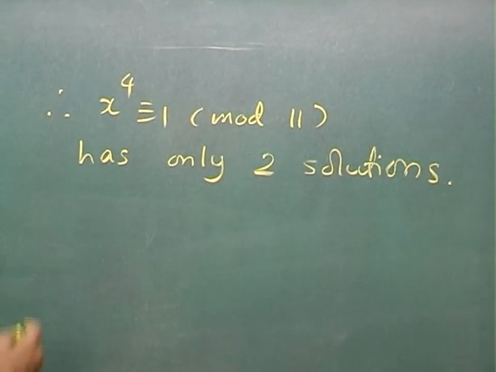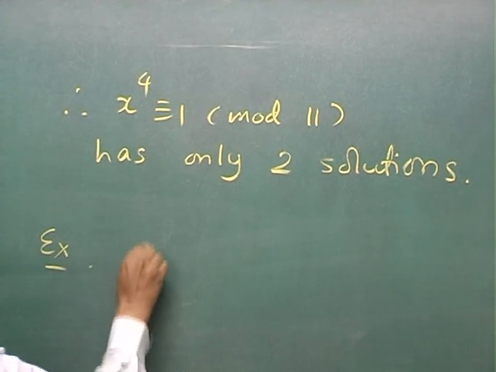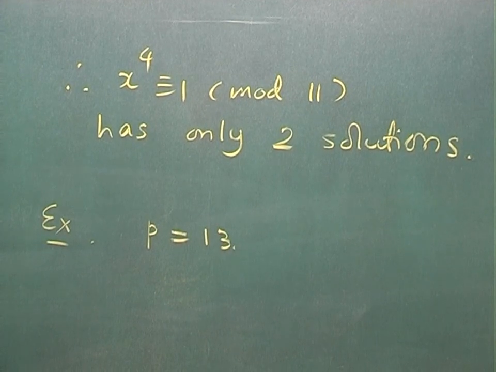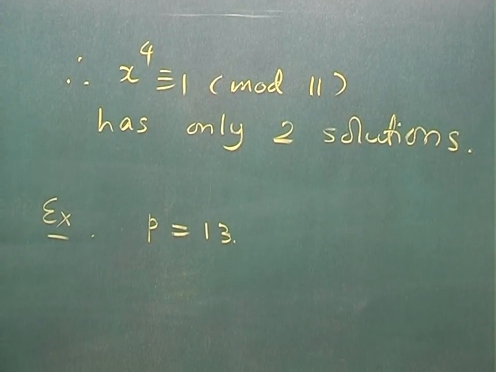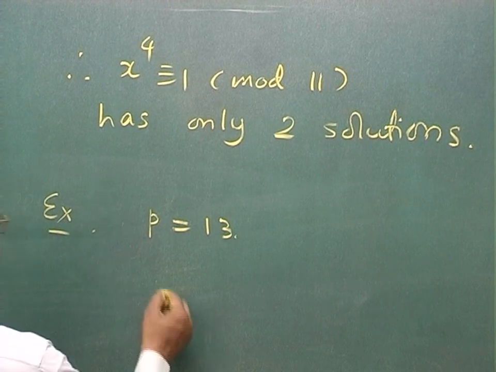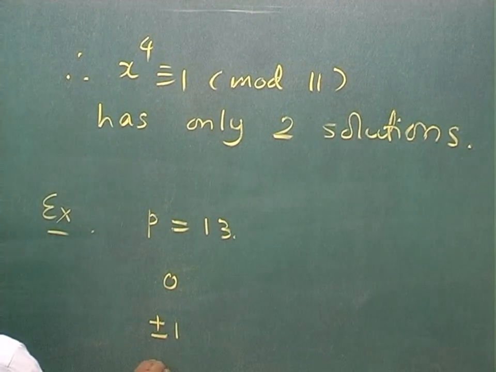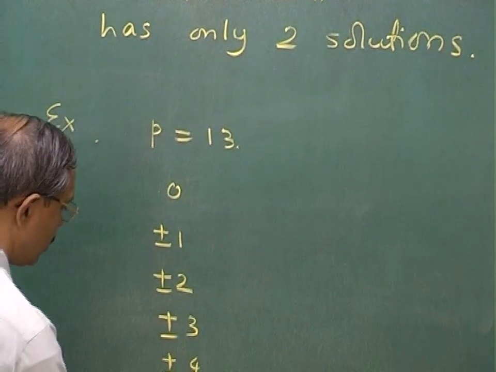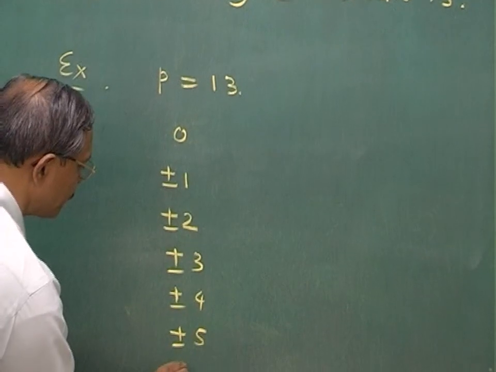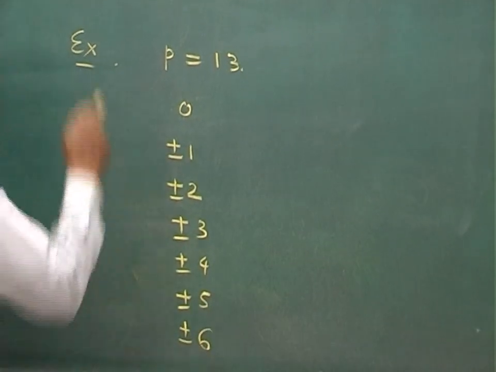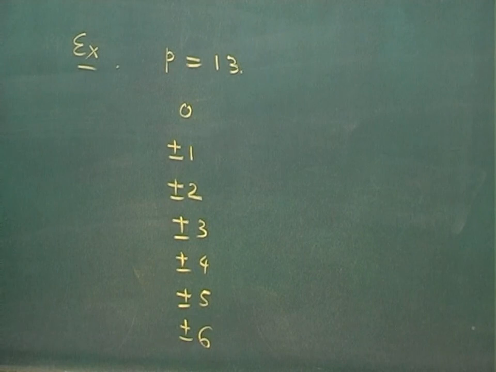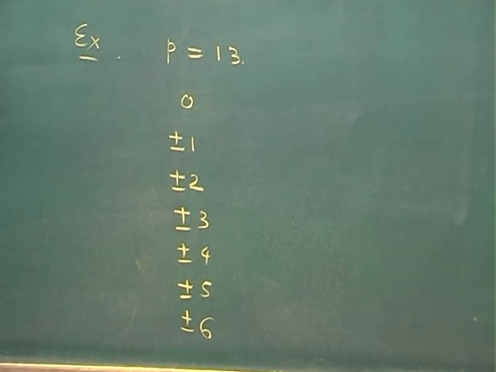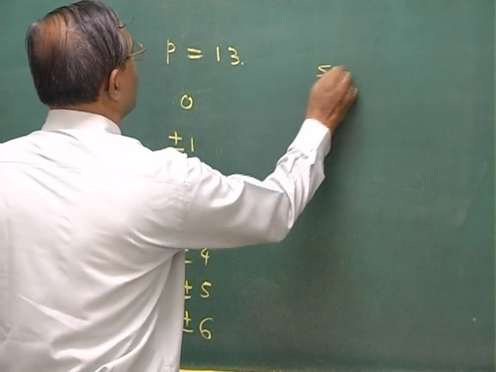Whereas if you take p equal to 13, how many solutions are there for x squared congruent to 1 mod 13? So again you do the same thing: plus minus 1, plus minus 2, plus minus 3, plus minus 4, plus minus 5, plus minus 6. These are the 13 elements in a complete residue system mod 13, and you take squares of these.